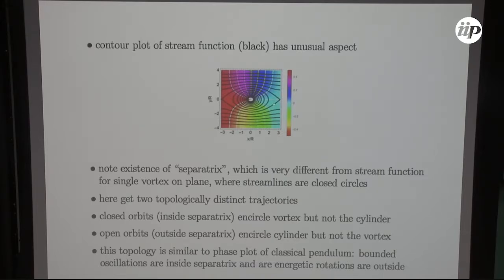But there are other very interesting features of this flow. You notice that there is a separatrix here. If you go around this region, inside this region, the flow goes around the vortex. Outside this region, the flow goes around the cylinder. So this has the same topology as the phase plot of a classical pendulum. You have the orbits like this, which are closed, and then you have the orbits that go like this or like this, and those are open.